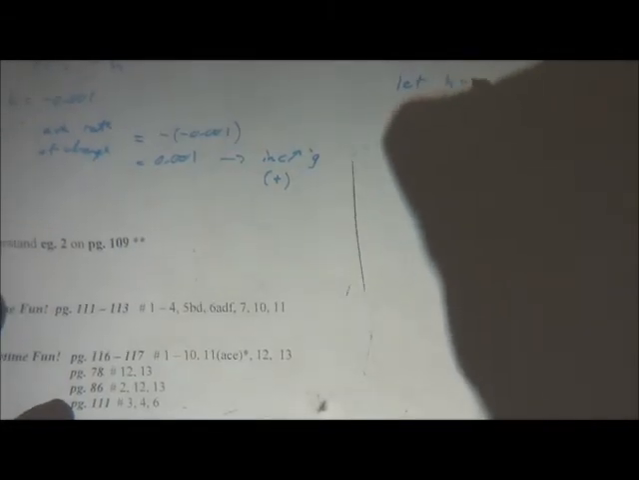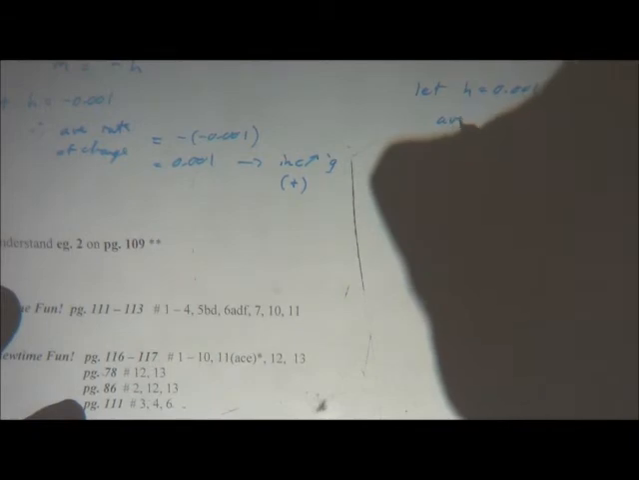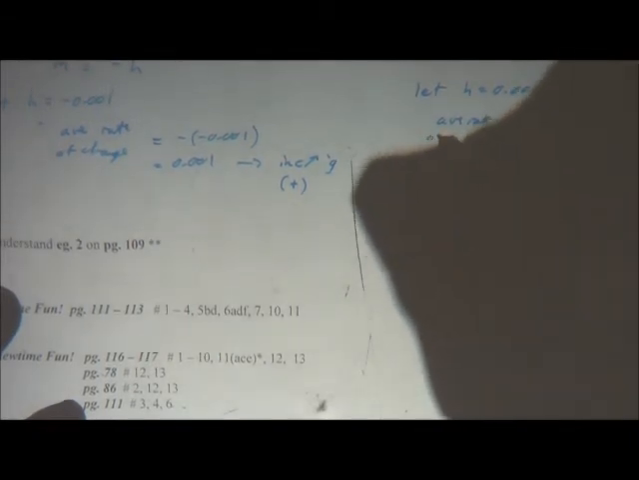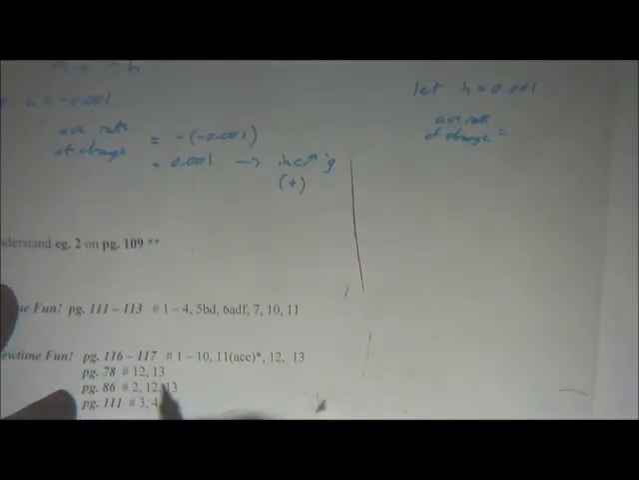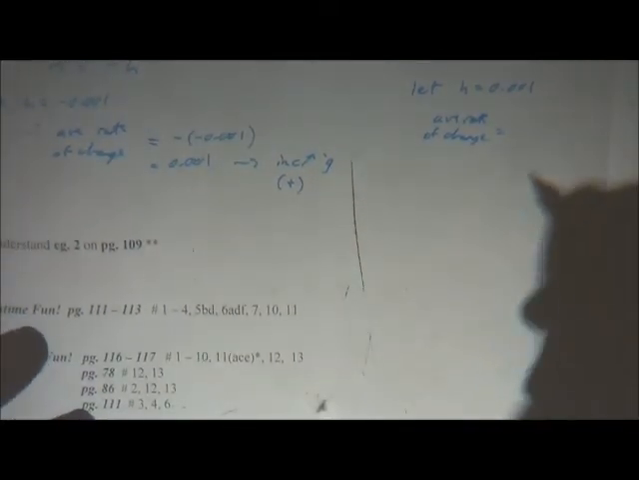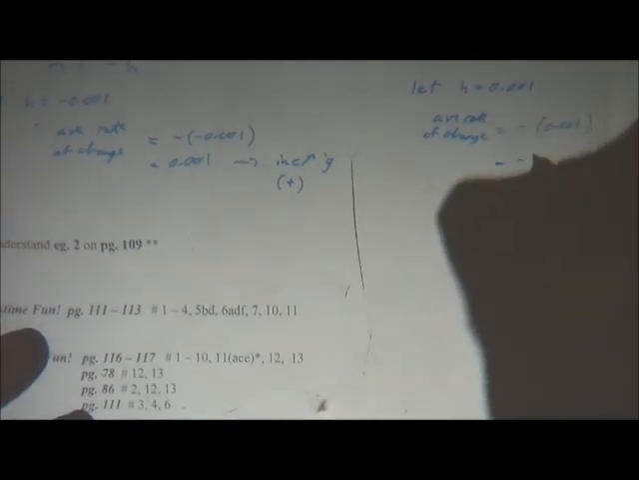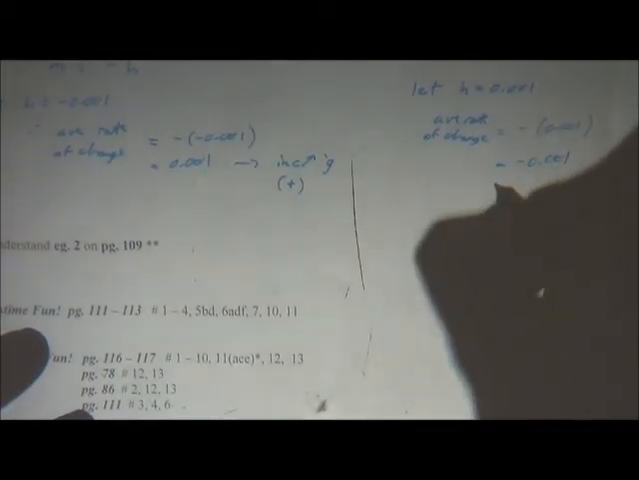When we let h be positive 0.001, the average rate of change is negative, which means it's decreasing.